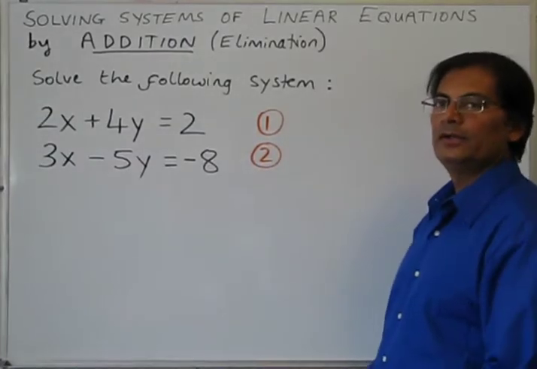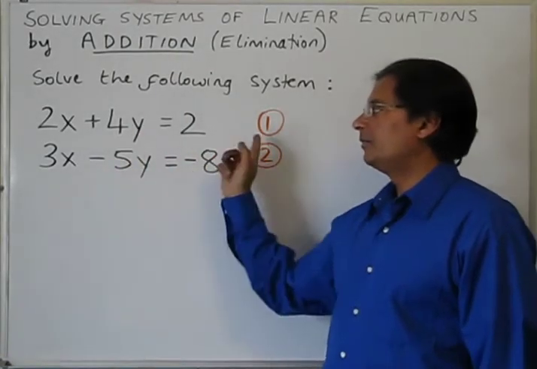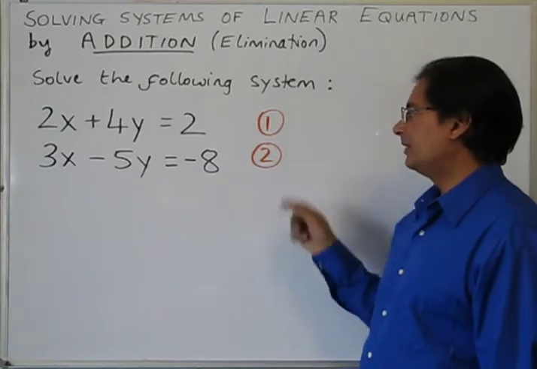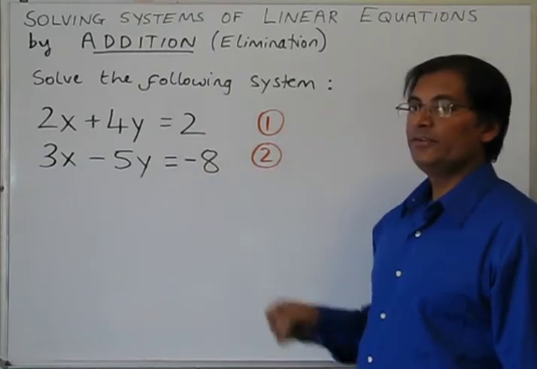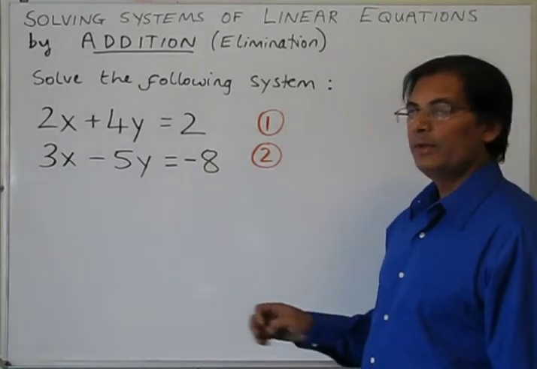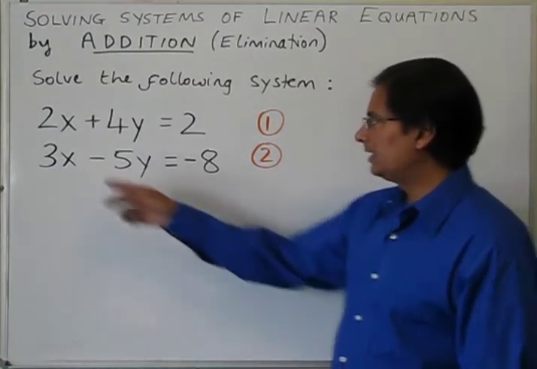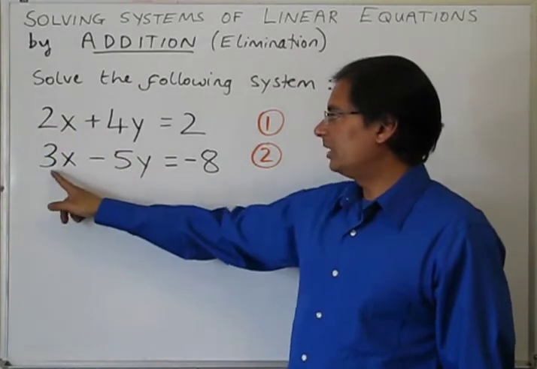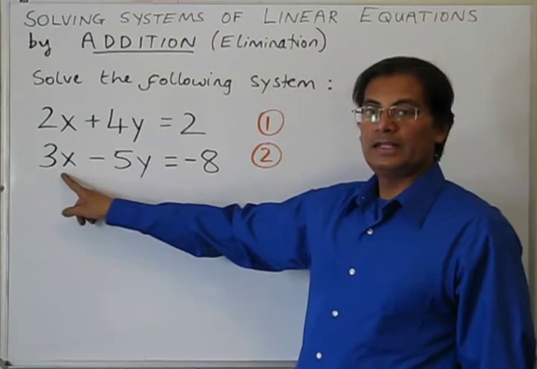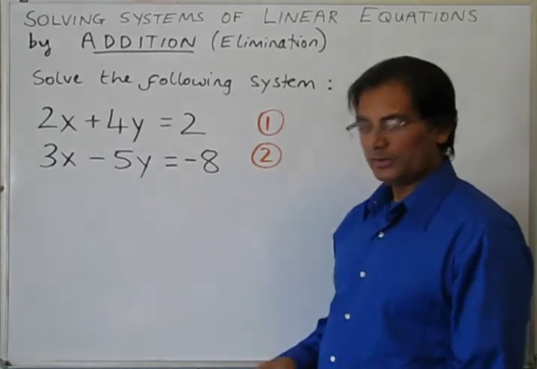One more example. We're going to solve this system using the addition method. We have 2x plus 4y equals 2, equation 1, and 3x minus 5y equals negative 8, equation 2. What we want to do is multiply both equations in this case by numbers in order to make one of the coefficients the additive inverse of the other one. In other words, if I multiply this equation by 3, I get a 6x here, and if I multiply this equation by negative 2, I get a negative 6x here. You have to see that by inspection, you have to look for that when you look at your equations.